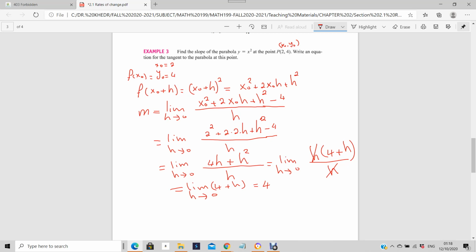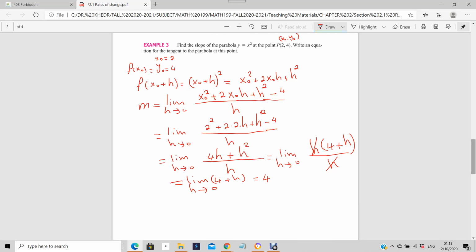Now we need to write an equation for the tangent line to the parabola. The tangent line is a straight line, and how do we write the equation of a straight line? We have to use a formula. You learned it a long time ago. The formula says the slope equals y minus y0 over x minus x0. For this straight line, we know the slope, which we just calculated as 4. This is equivalent to y minus y0, which is 4, divided by x minus x0, which is 2.